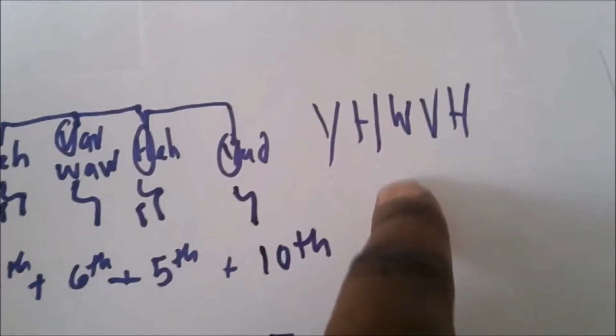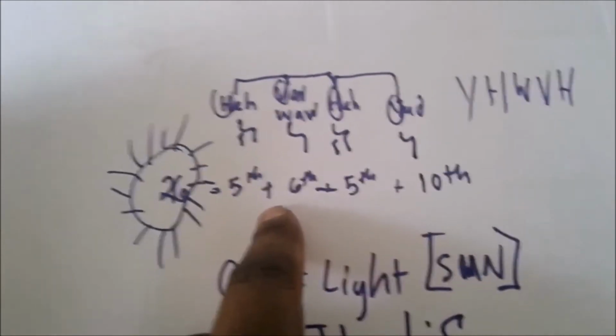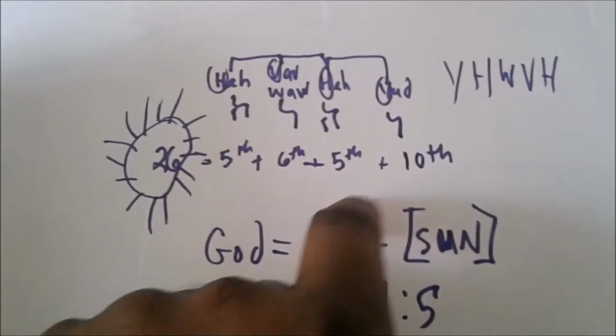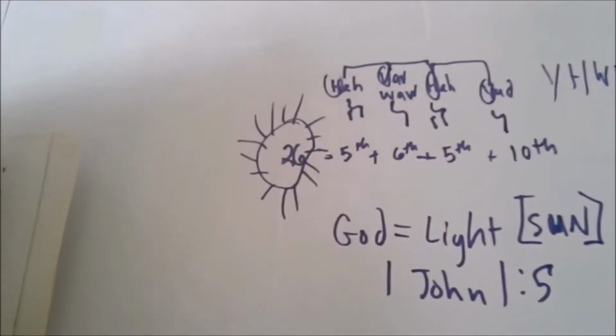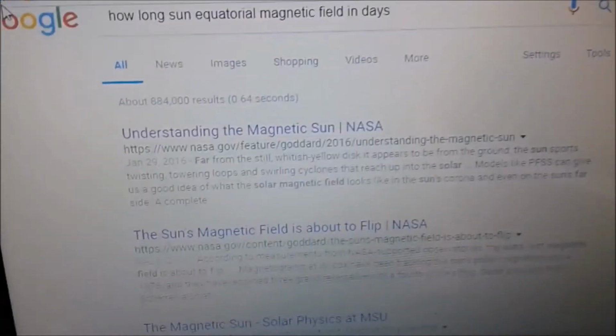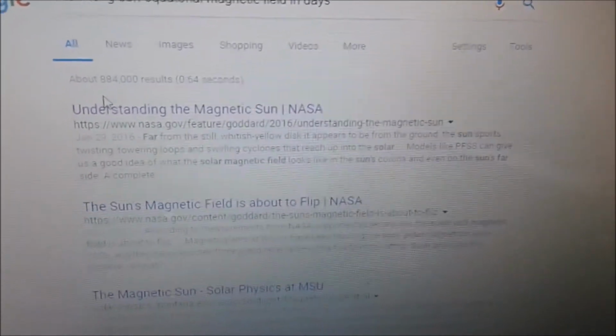The 26 rays. 26 is the number you get in Yahweh, for Yahweh in the alphabet. 10th letter, 5th letter, 6th letter, 5th letter is 26. That's how you spell Yahweh in the Hebrew, a language you can find written many years ago. And so we'll go to science studied by astronomers. We'll look at NASA's understanding of the magnetic sun.